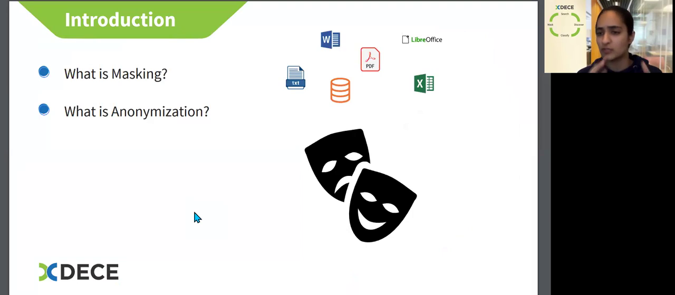Let me just give you a brief introduction about what masking is and what anonymization is. When we hear the term masking data, the first thing that comes to our mind is that you are hiding data. So that is exactly what masking is doing. We are replacing actual sensitive information. It could be personal information such as ID cards or email addresses. It could be financial information such as credit card numbers or IBAN numbers. It could be monetary information, money values in different currencies. And it could also be commercial information.